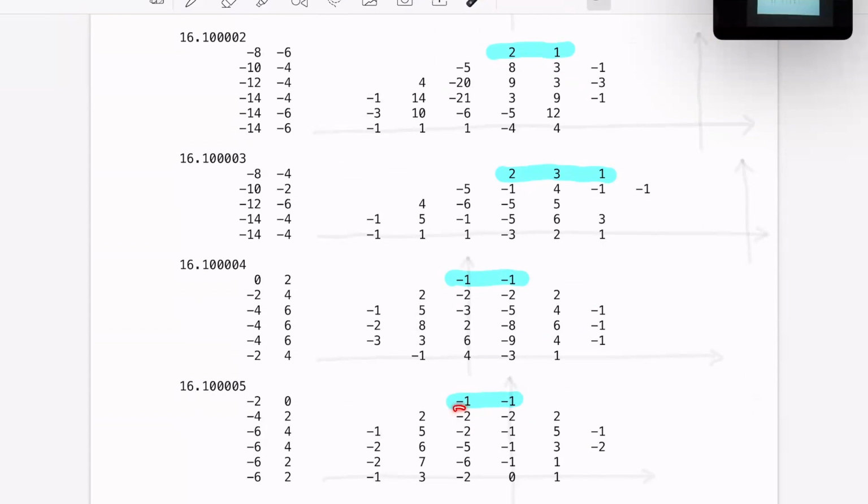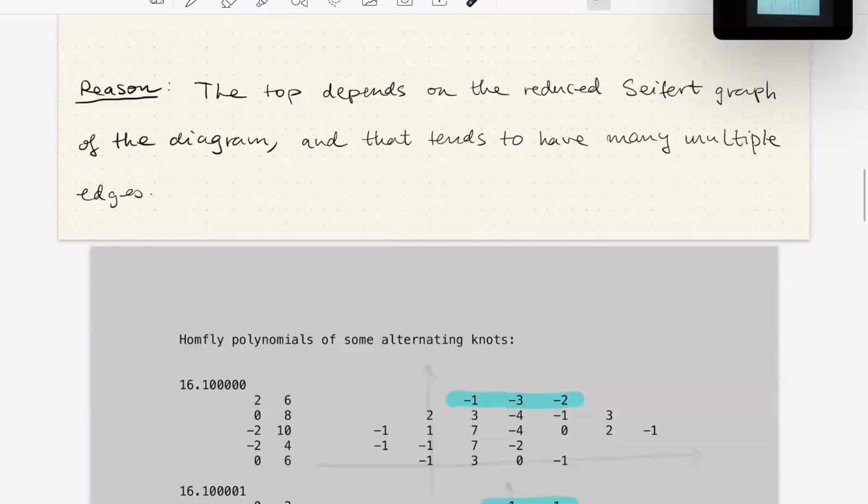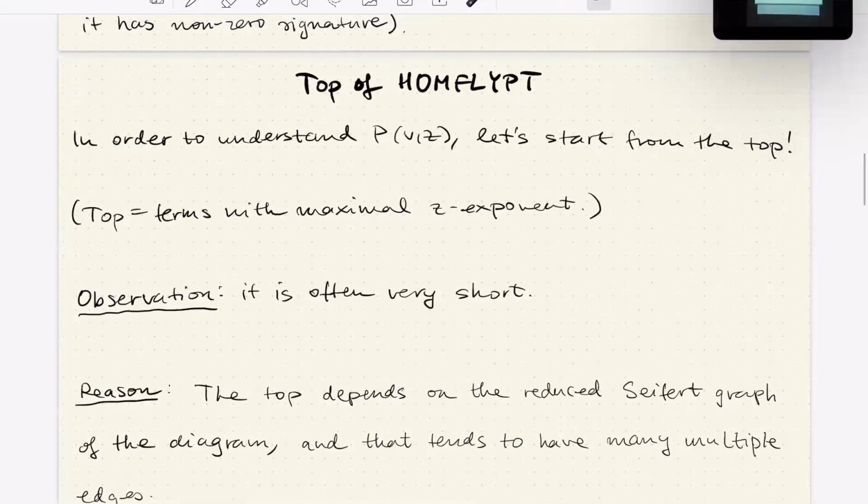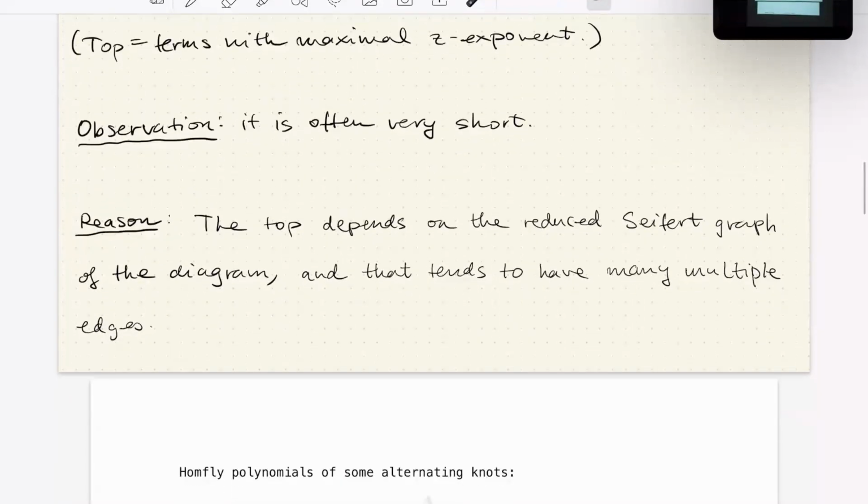Okay, so the top, all right. So this next thing here is really only for the knot theorists out there, in case you have heard these words. There's a reason for the top being so short, and that is that it only depends on the Seifert graph. In fact, it only depends on the reduced Seifert graph of the knot diagram. And Seifert graphs, in fact, tend to have a bunch of multiple edges, and you can kind of forget them when you only look at the top. So the Seifert graph reduces to typically something very small, and therefore you get a very, very short thing on the top. Okay, so how do you beat that?